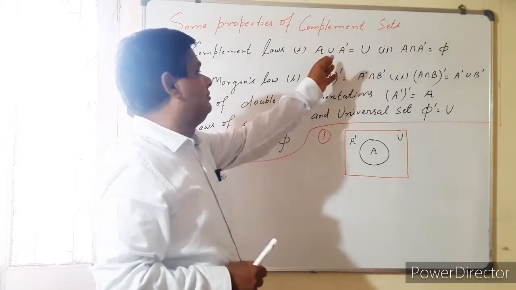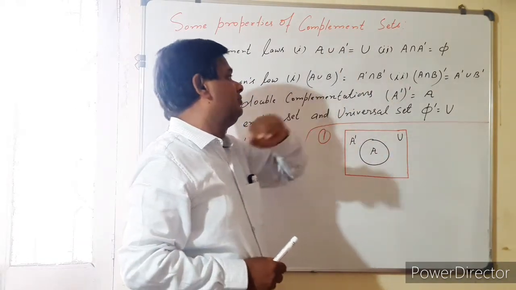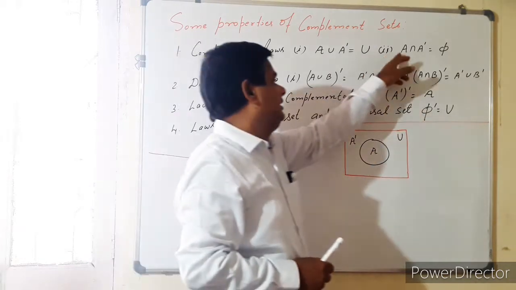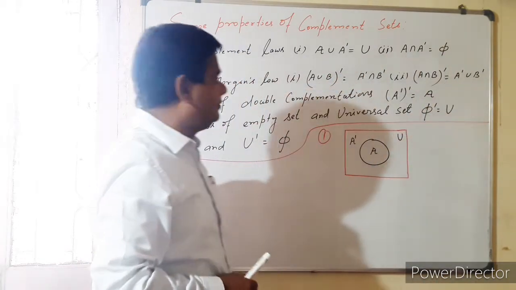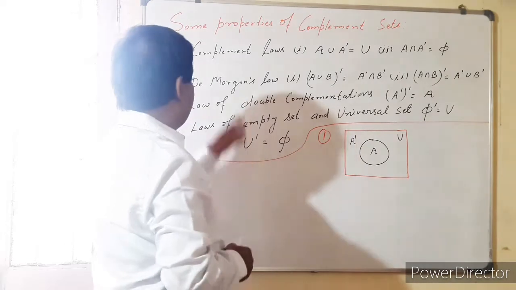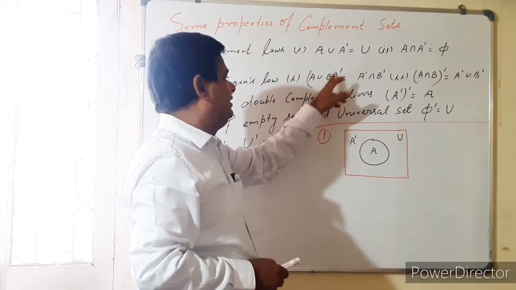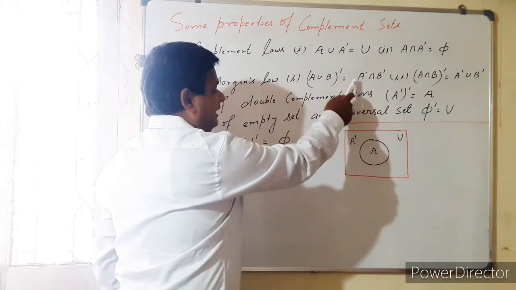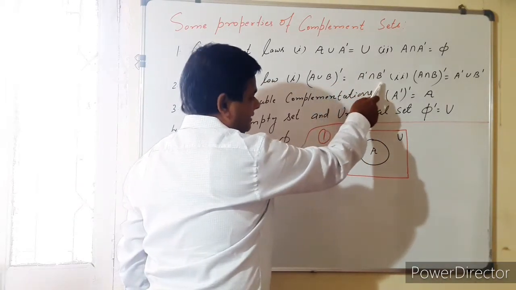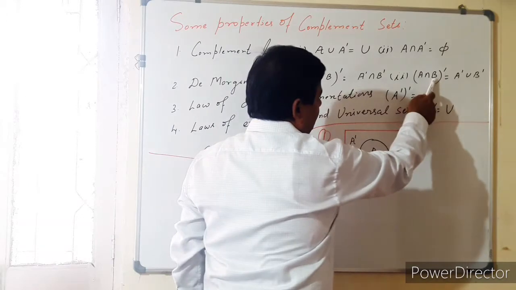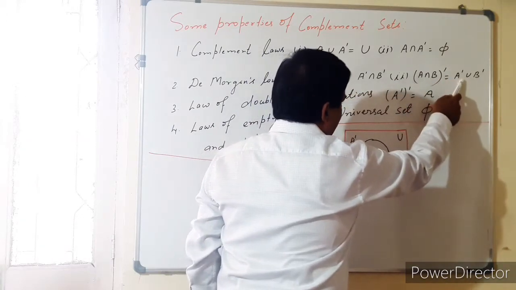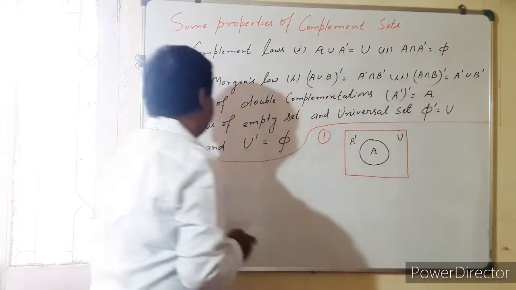Yesterday I already solved this one. A union A dash is equal to the universal set U, and A intersection A dash is equal to phi. Now De Morgan's law I also solved yesterday. (A union B) dash is equal to A dash intersection B dash, and (A intersection B) dash is equal to A dash union B dash.